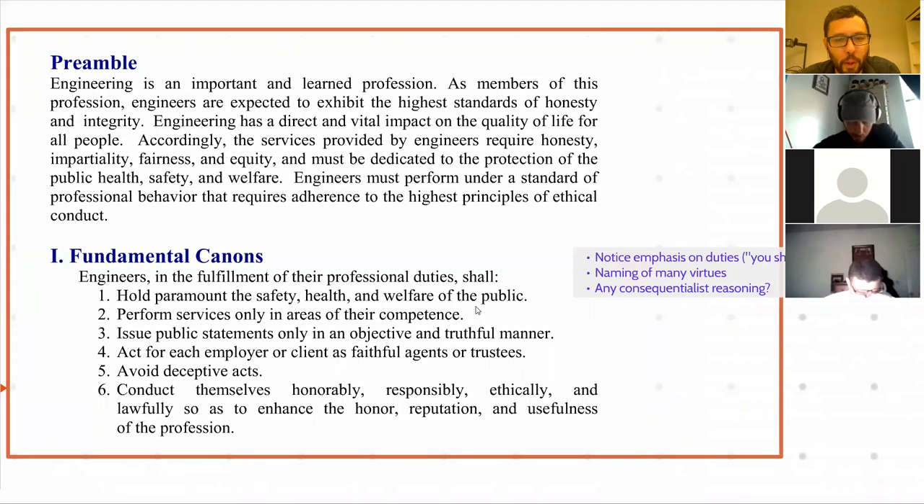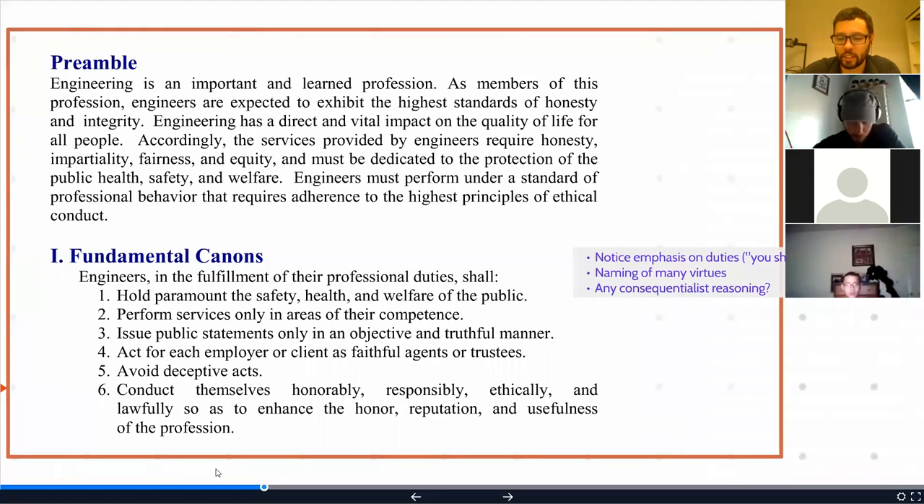So safety, health, and welfare of the public, as opposed to public-facing virtues, competence virtues, honesty, avoiding deceptive acts, these are honesty or integrity virtues. Acting as a faithful agent for your client or employer, these are loyalty virtues, and we've talked a little bit about this also. So all these things come into play in the Code of Ethics.